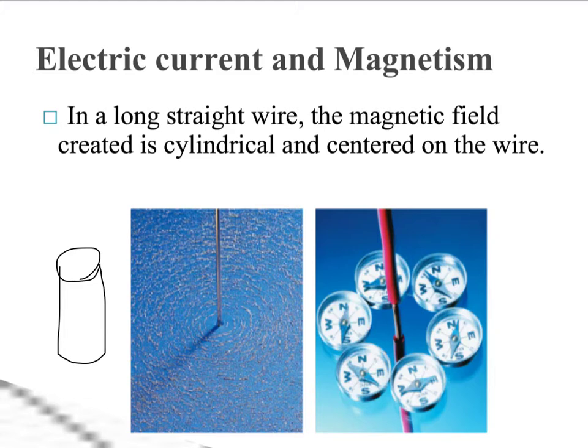Okay, and so these pictures are just showing that. So here, like we've done before, these are little filings, and you can see the way that they all line up with the magnetic field as the current flows through this wire. And here too, we're using compasses to see that it creates this circular, and then in 3 dimensions, cylindrical field around our wire.